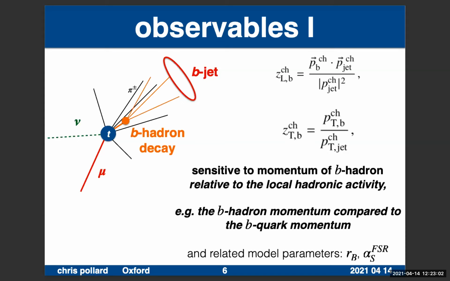What we're really getting at is we're trying to effectively see what momentum fraction the b-hadron is carrying compared to the b-quark. And if you look in Pythia or Herwig or whatever, there will be model parameters that are used in fragmentation and hadronization models that are very closely related to these quantities. For instance, rB in the Lund-Bowler model, or the alpha S that corresponds to final state radiation, will change these observables quite dramatically.